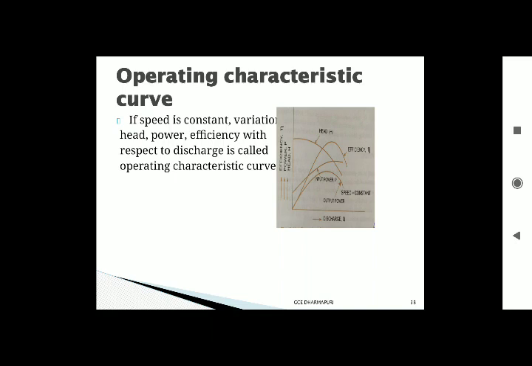In this operating characteristic curve, இங்கே ஸ்பீடை கான்ஸ்டன்ட்டா இருக்குது. If speed is constant, variation of head, power, efficiency with respect to discharge is called operating characteristic curve.